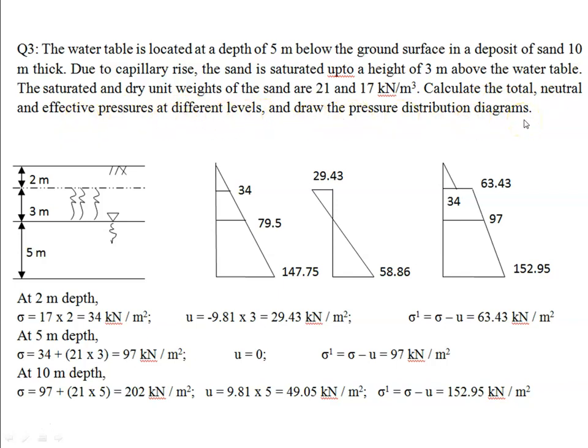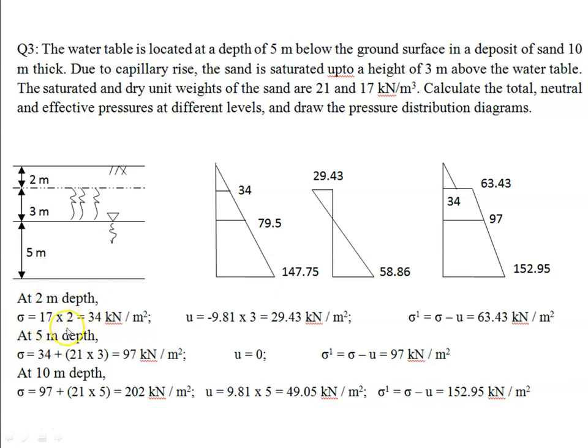So here depth of water table is given and the height of capillary rise is given. So now in the capillary zone always the soil is saturated. So we have to take the saturated unit weight for these two layers, for second layer and third layer, and then because the dry unit weight is given, we should assume that the first layer is dry. So we should take the dry unit weight. Then at 2 meter depth, total stress equal to total weight of soil above this level.